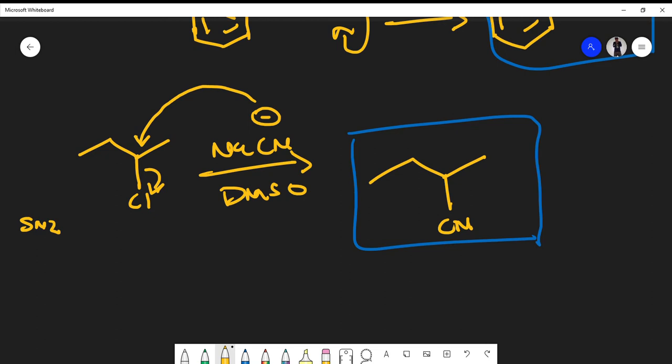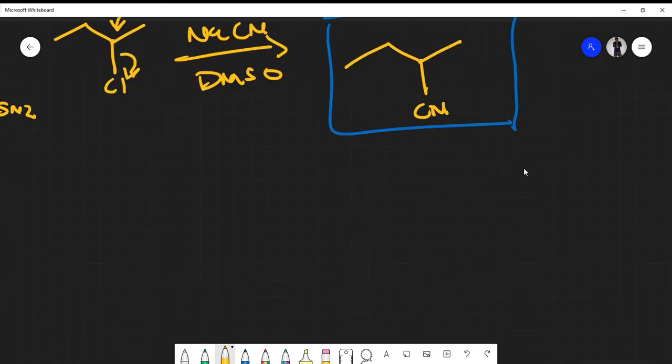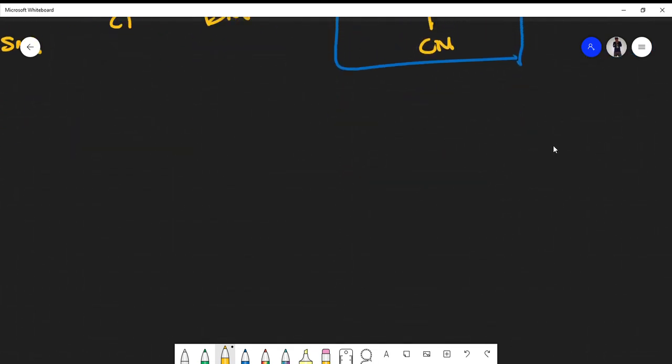Let's have some more fun. What if you're given this molecule?